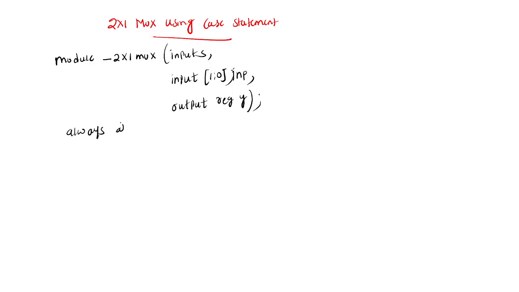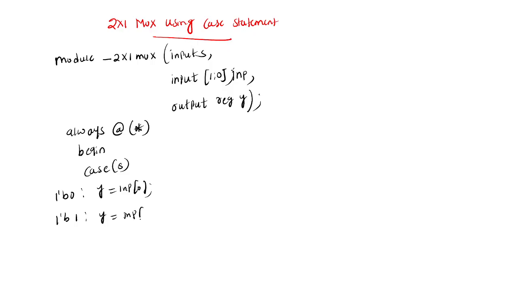Always at the rate star begin. So you need a begin. I'm using case s. If s is 1'b0, then y equal to inp of 0. If it is 1'b1, then y equal to inp of 1.